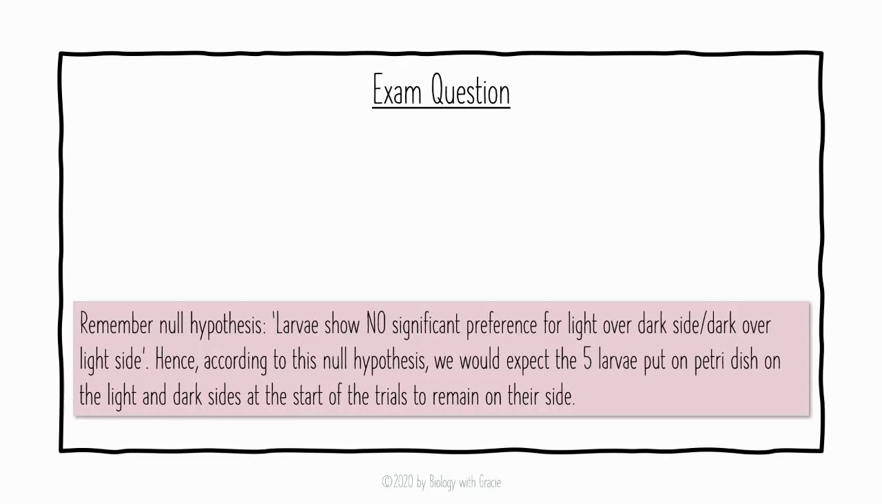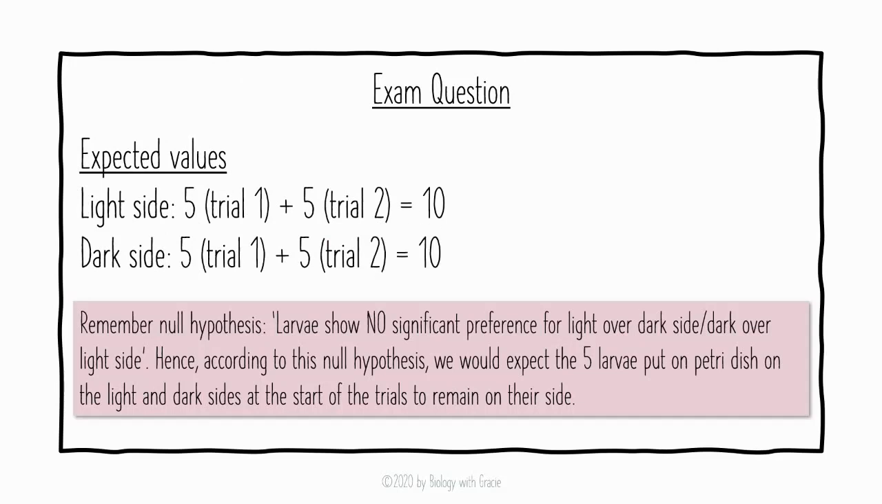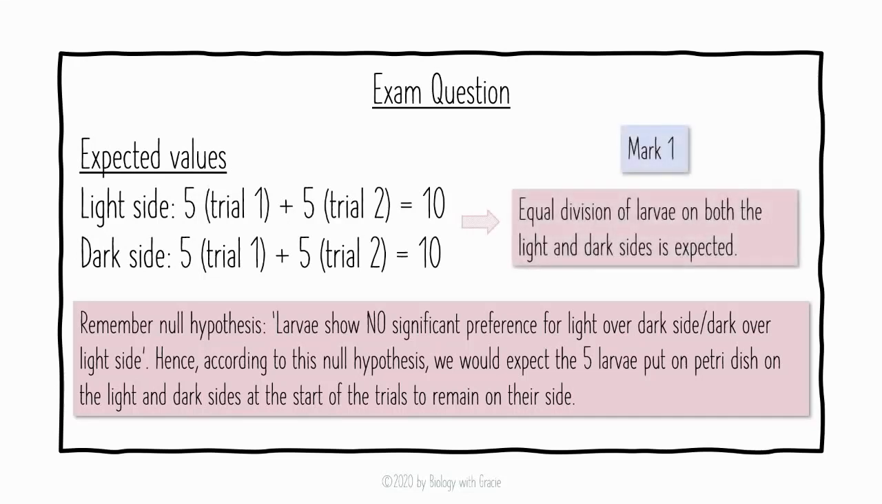If you remember back to the information we're given, it states that there are 5 larvae put on each side of the petri dish in both trials. So our expected values are going to be calculated like this. We have our light side, so 5 from trial 1 plus 5 from trial 2 gives 10, and then our dark side, 5 larvae from trial 1 plus 5 from trial 2 gives 10 as well. So we would expect an equal division of larvae on both the light and dark sides according to our null hypothesis. The calculation of these expected values will give you your first mark in this question.